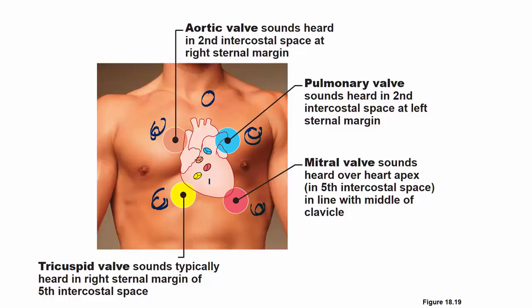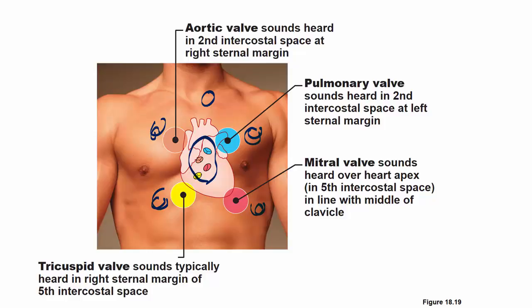So this is where the valves are actually in the heart. The yellow one is the tricuspid valve, the pink one's the mitral valve, the blue one's the pulmonary valve, and the brown one's the aortic valve. To isolate that, think of the sound of the valves closing as an echo, so it kind of echoes off the chest wall.